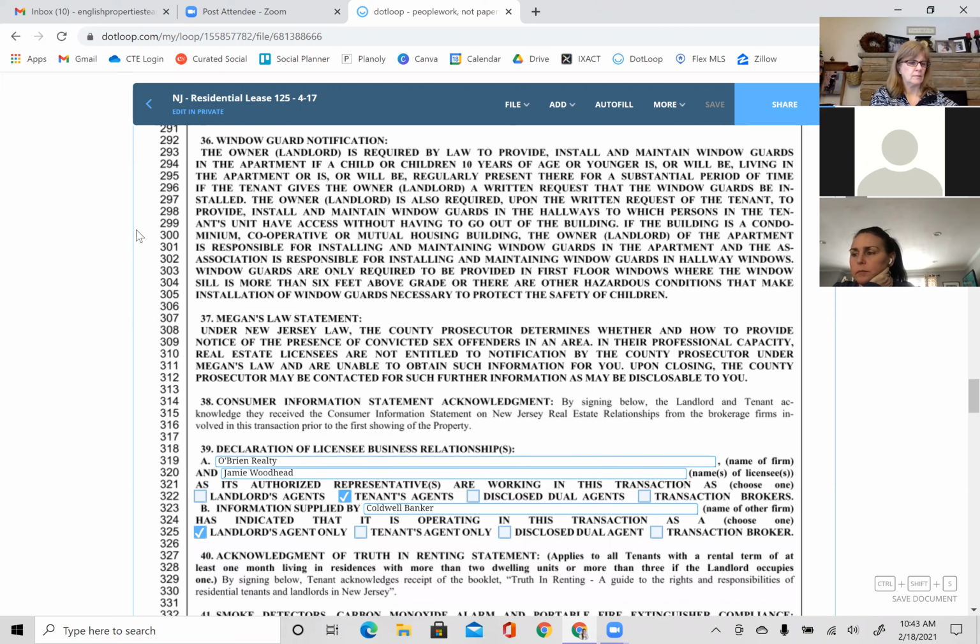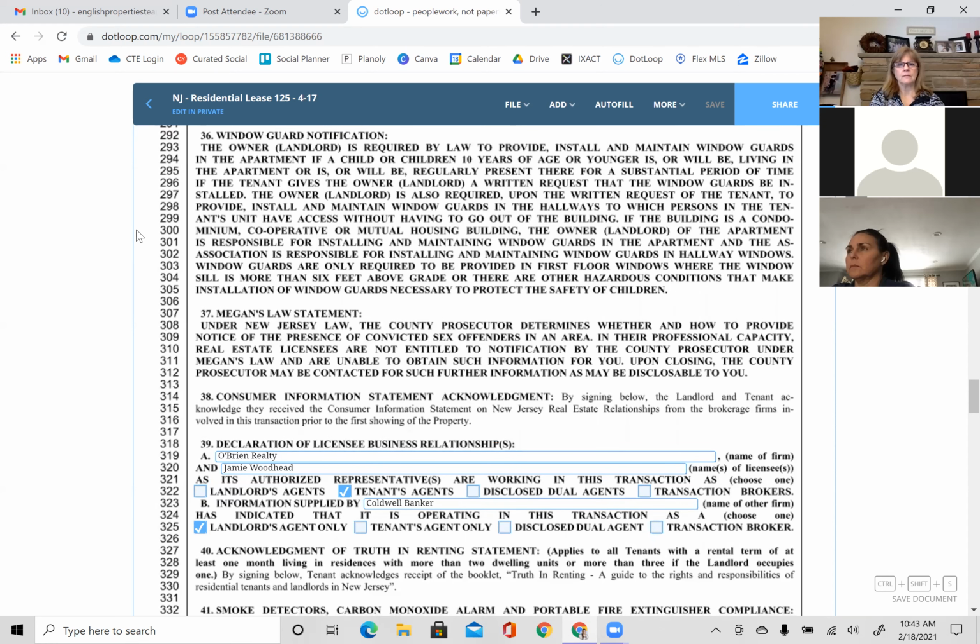Window guard notification, you'll notice on the contracts now, this is like its own separate page. This has a lot to do with kids as well. The tenant gives the owner, the landlord, a written request that the window guards have to be installed. They usually are. It's part of the COs for those things to be in there. So I don't see that this is usually ever an issue for anybody. This is just very standard, especially when it comes to rentals. So this is just saying that the tenant requests that the landlord make sure that these are properly installed as a safety precaution for any children for the property.